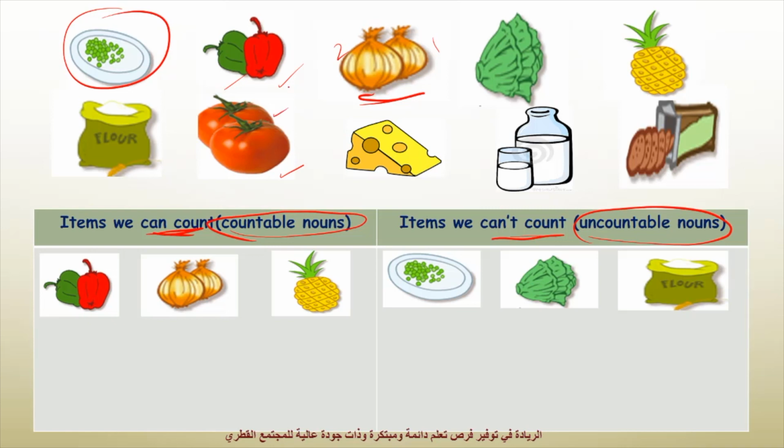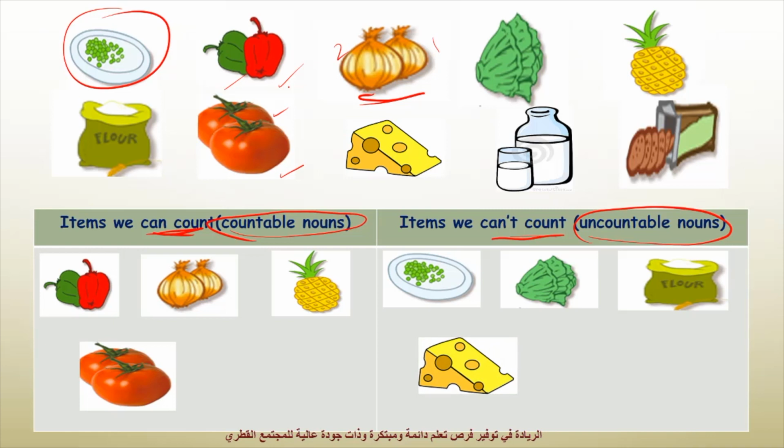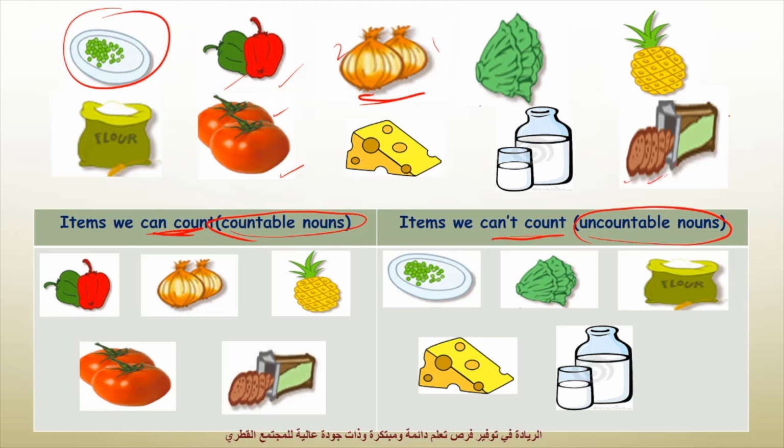I have only 2 tomatoes, so I will put it under the countable nouns. The cheese is, yes, very good, uncountable noun. Milk is, yes, well done. It's an uncountable noun, so I put it here. Very good. The last one is biscuit. I have 1, 2, 3, 4. Yes, I can count, so it will be under the countable noun. Now, we classified the types of food into 2 types, countable and uncountable noun.